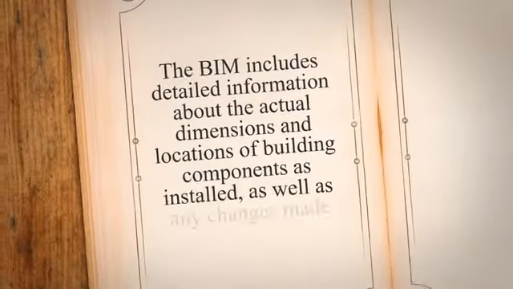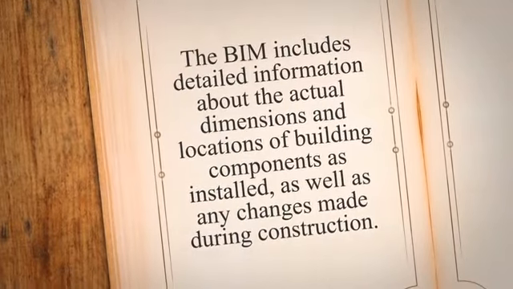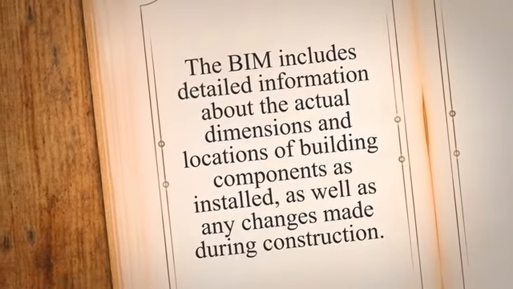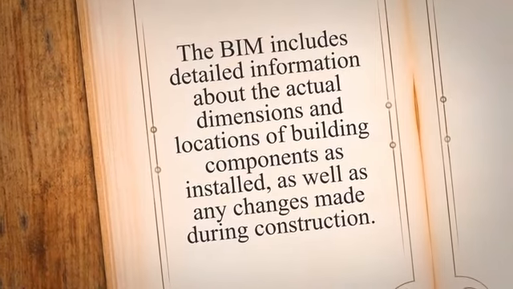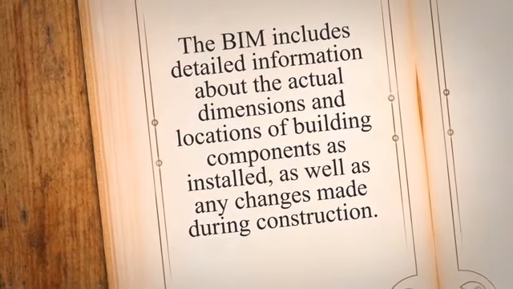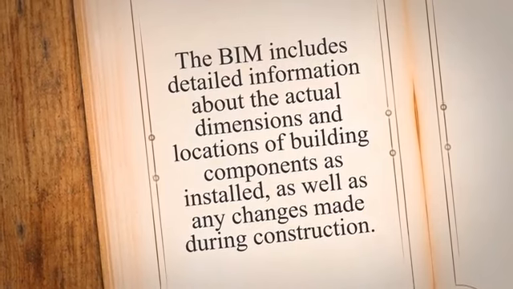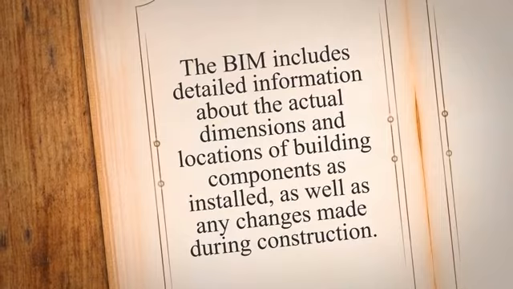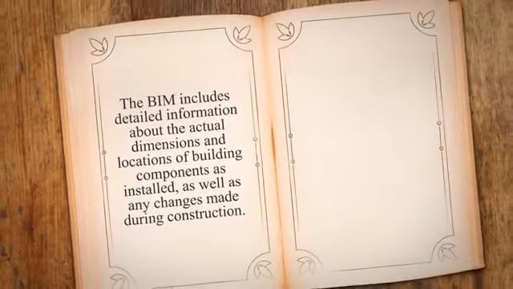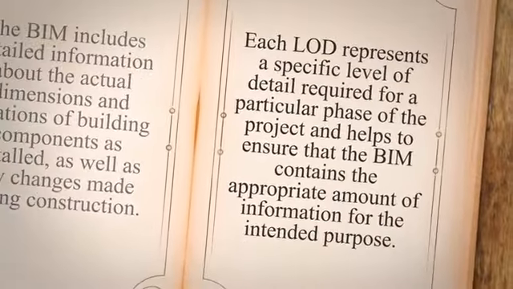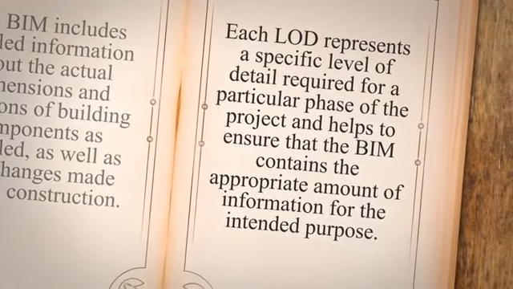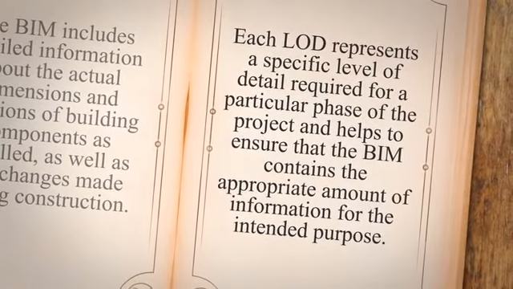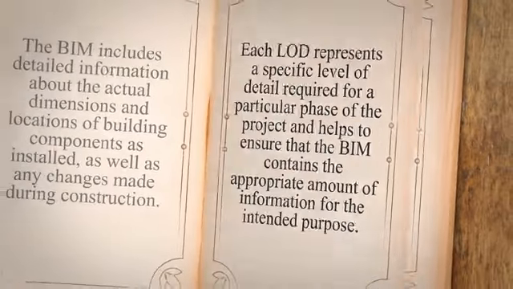LOD 500, as-built. This level represents the highest level of detail and is used to document the final condition of the building after construction is complete. The BIM includes detailed information about the actual dimensions and locations of building components as installed, as well as any changes made during construction. Each LOD represents a specific level of detail required for a particular phase of the project and helps to ensure that the BIM contains the appropriate amount of information for the intended purpose.